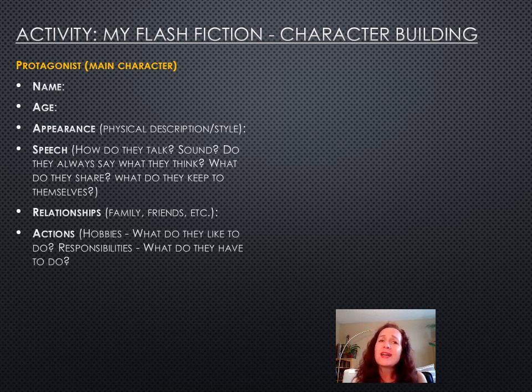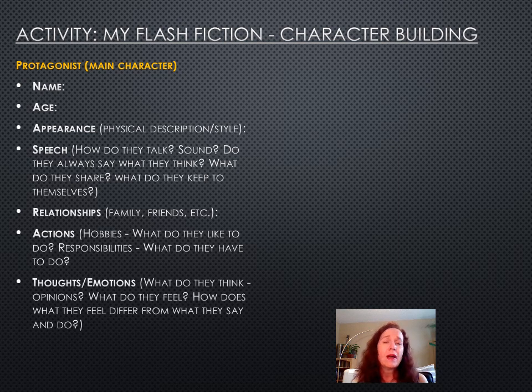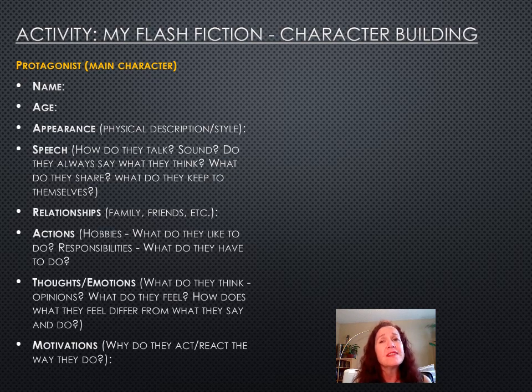Actions. What kind of hobbies do they like? Do they have dislikes, likes? Responsibilities. What do they have to do versus what do they like to do? Thoughts and emotions. What do they think, feel? Do they have opinions? How do they feel differently than others, or similarly to others? Also motivation. Why do they do the things that they do? What causes them to act and react? Having that really strong backstory that you already started to think about creating in the other activities will really help you figure these things out.